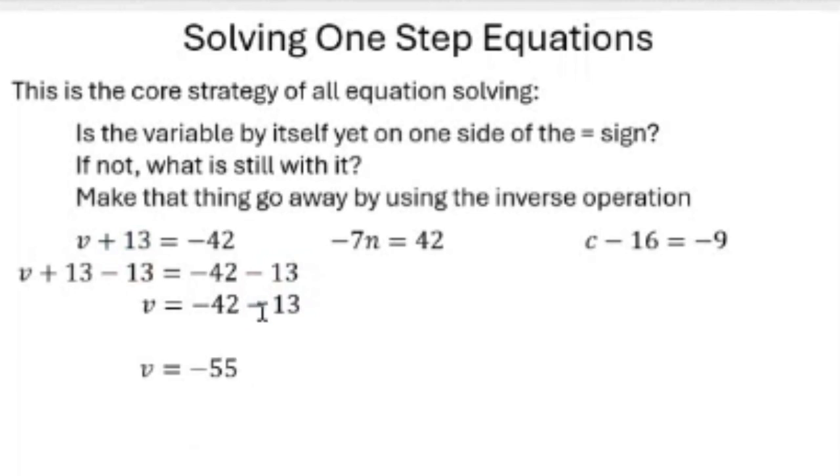Careful with your negatives and positives. Negative 42 is going to the left. Negative 13 is also going to the left, so we go further to the left. 42 plus 13 is 55, negative because we're going left.